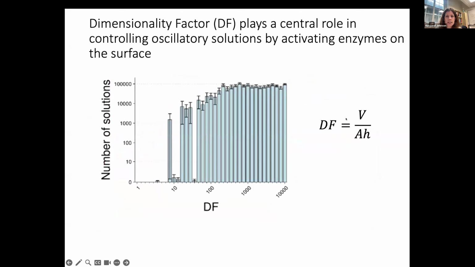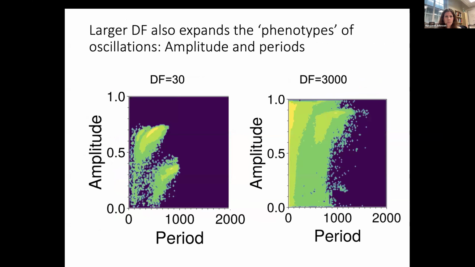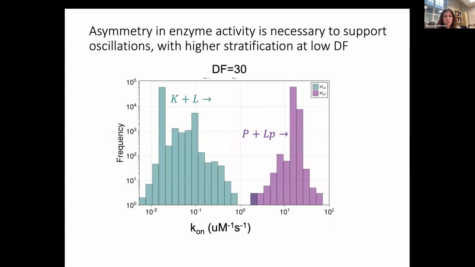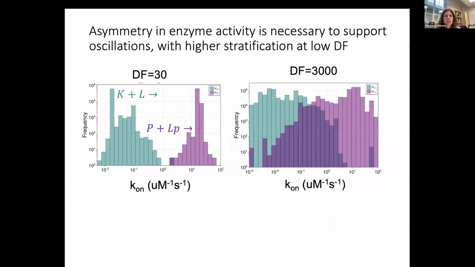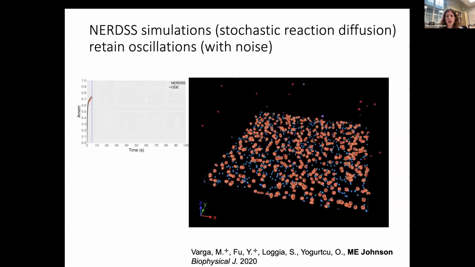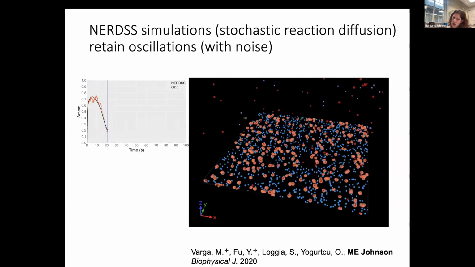Of course, it's very sensitive to this dimensionality factor, right? The bigger your dimensionality factor, the more you activate, and the easier it was for us to find oscillatory solutions. And then also the bigger the dimensionality factor, the more variety of solutions. We could have very slow, very fast periods, and very large and very small amplitudes. And we could analyze what you actually need to get the oscillations. But what I want to show you here is we can also simulate it in NERDS.